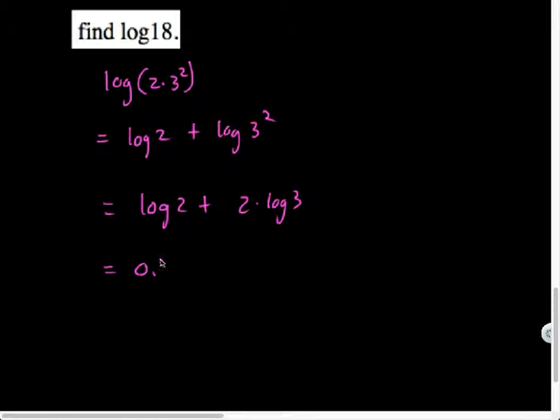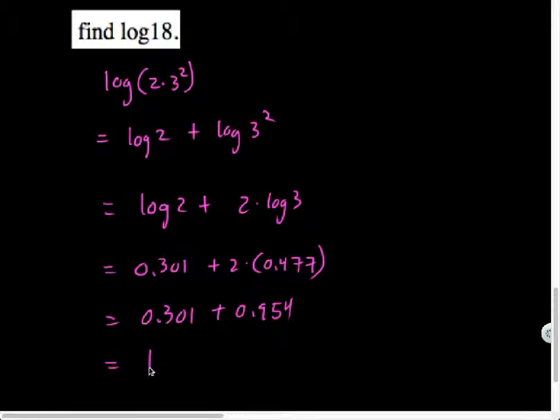And that, of course, is the 0.301 plus 2 times 0.477. And you can see that without too much fuss, I can actually find this new logarithm. 2 times 0.477 is 0.954. And then add them, and I get 1.255. Which is what log of 18 is, which also would be telling me that 10 to the 1.255 should be about 18.